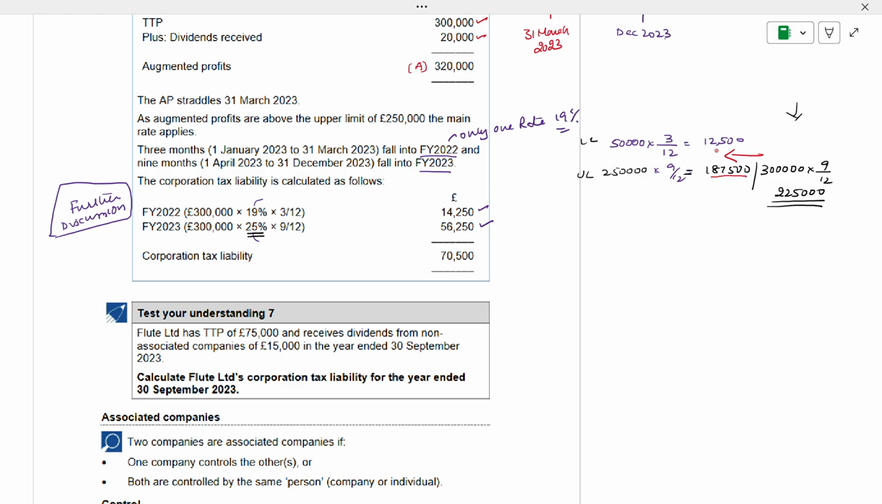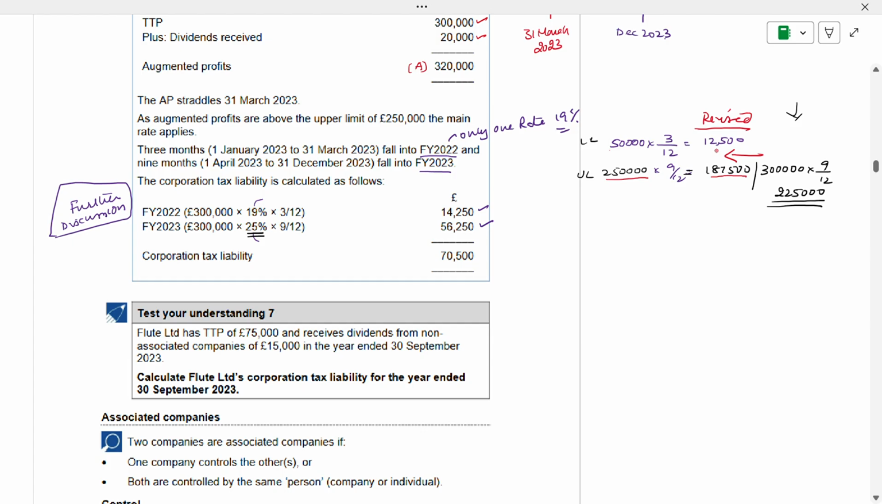Are you clear about this? This is more than, no? We have revised it to how much? 187, this is more than 187,000. If you revise, then it makes sense. But if you do not revise, then it is 225 and 250, right? The upper limit is 250.